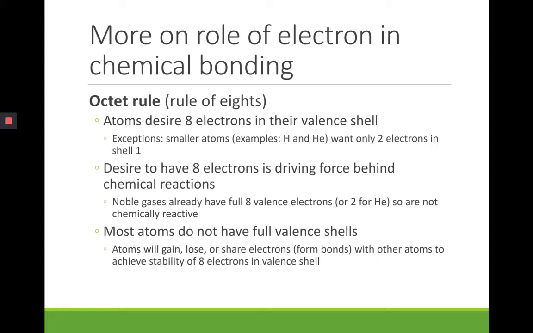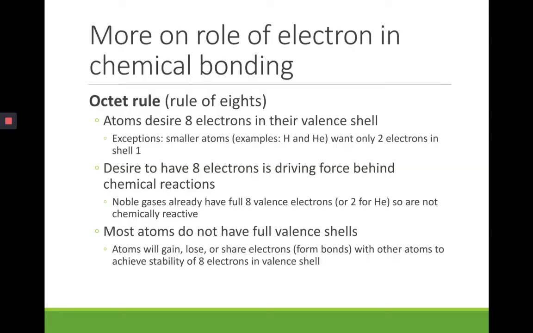There is an exception. If an atom only has 1 orbital because it doesn't have a lot of electrons, it's happy with 2 electrons in its first orbital. But for the rest of the orbitals that are outside that first orbital, we want 8 electrons. If you wanted to see the noble gases, they are in column 18 on the periodic table, and they're rare compared to most atoms because most atoms don't have full valence shells. Therefore, atoms either want to gain, lose, or even share electrons in order to form bonds and become happy or stable atoms.